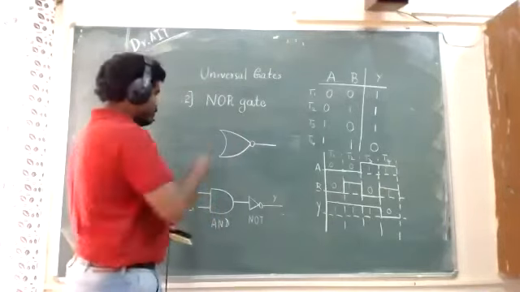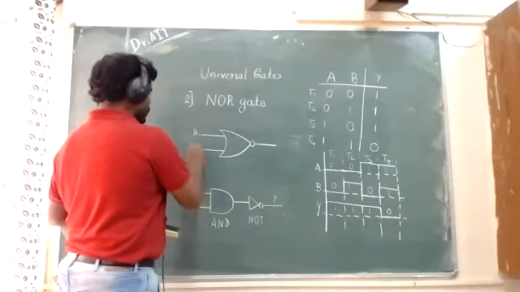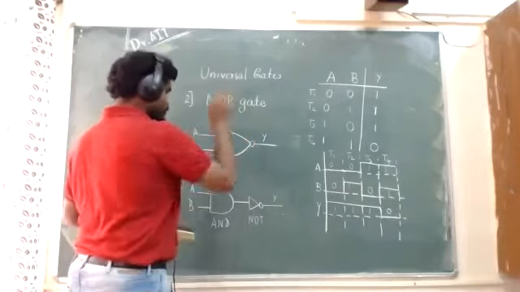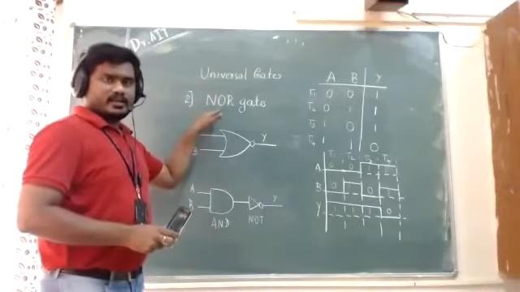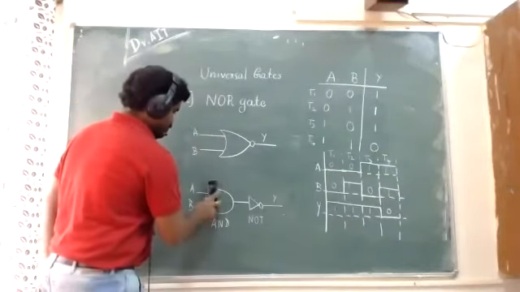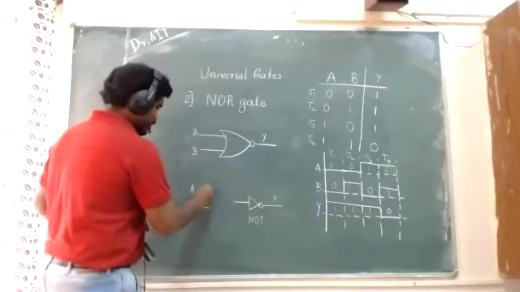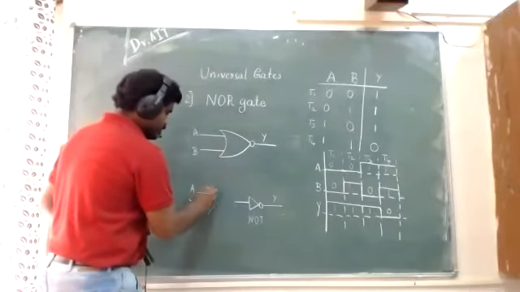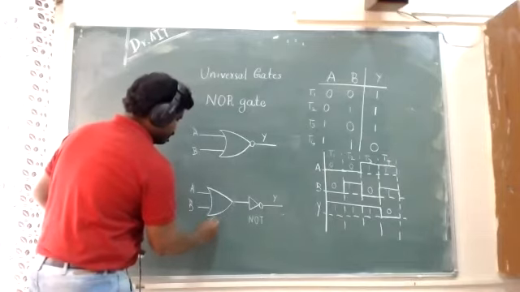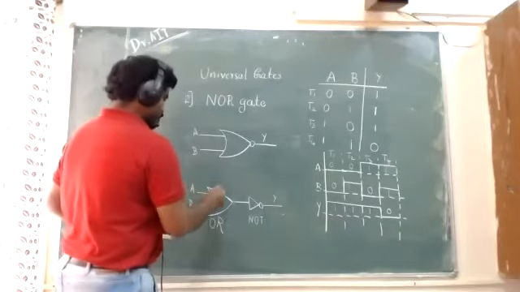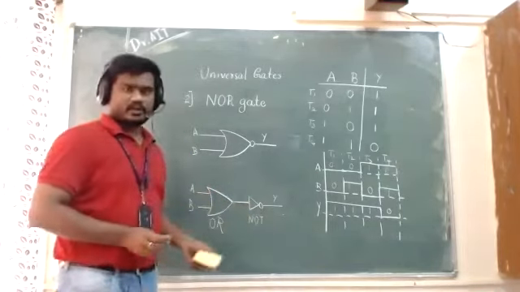Output is complemented. So it has 2 inputs, input A and input B, and then you have output Y. And this NOR gate is nothing but an OR gate with output complemented. So I will write the OR gate here, and the output of the OR gate is connected to the NOT gate.